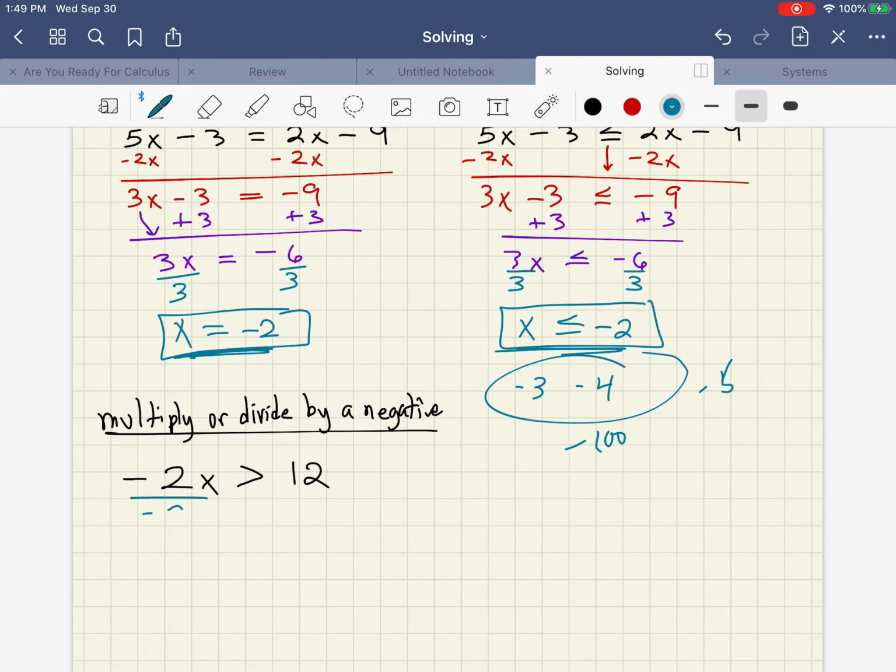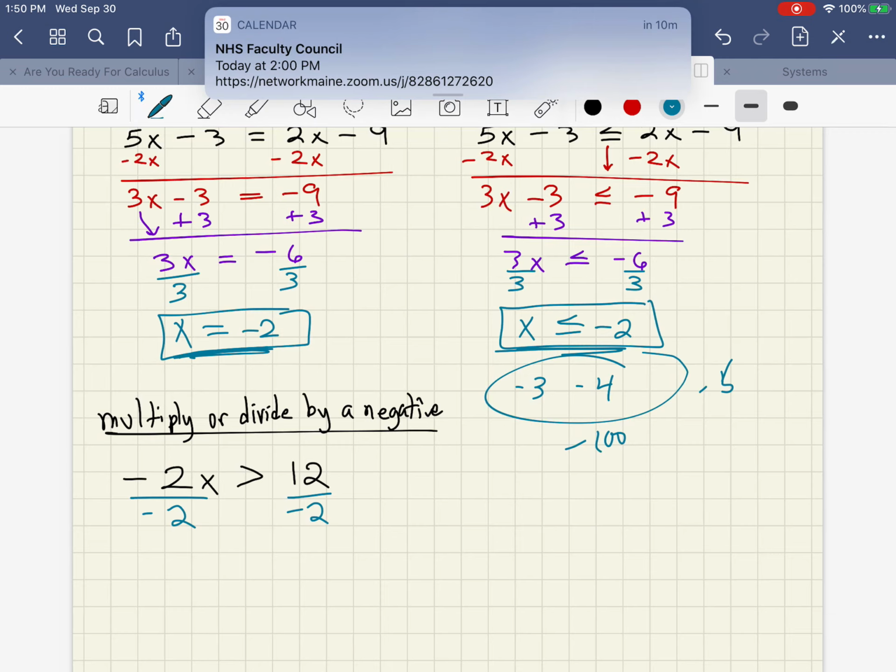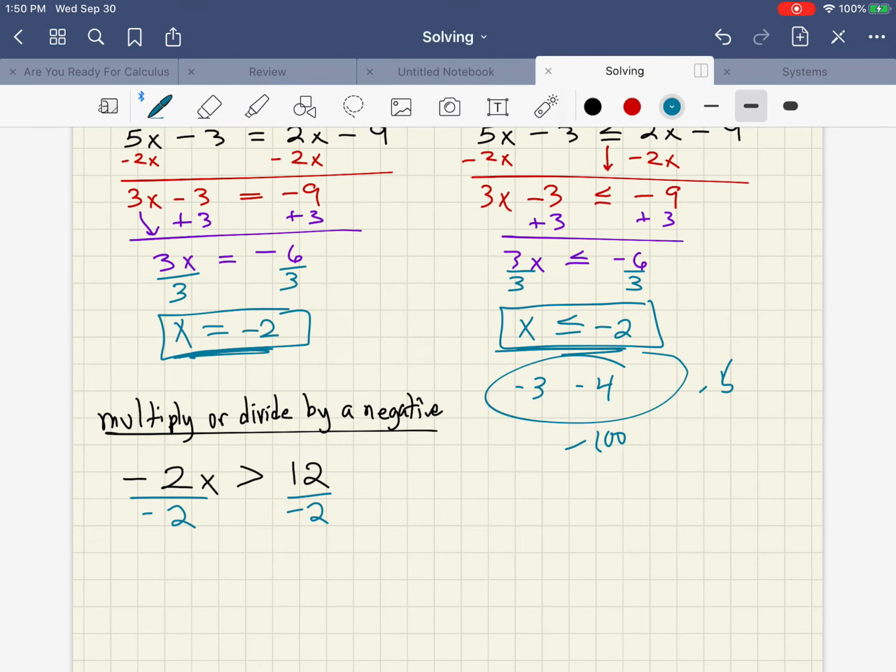In order to solve for x here, I'm going to divide by a negative 2. If I divide by negative 2, I end up with x, and I get negative 6. But I just said if you multiply or divide by a negative, you have to flip the sign. So this becomes, instead of greater than, a less than. Now, the reason for this is fairly complicated, and I don't want to confuse anyone. So I'm just going to leave it at this. When you divide or multiply by a negative, you have to flip the sign, and there's a very complicated mathematical reasoning for that, and it's best just to understand that that's what you have to do. If you ever get to pre-calculus, I can explain why.